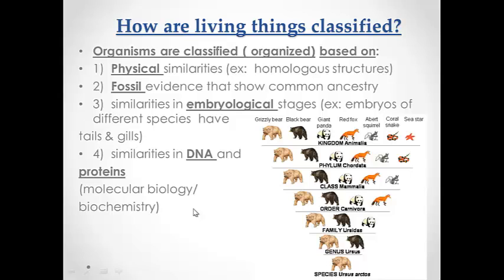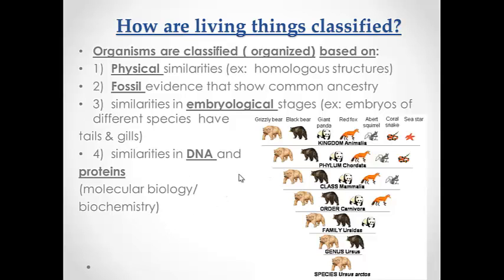Organisms are classified, which basically means organized, based on physical similarities. An example is homologous structures, which we talked about in evolution. Fossils are evidence that show common ancestry. Number 3, similarities in embryological stages. Examples: embryos of different species that pretty much have similar structures. Similarities in DNA and proteins.